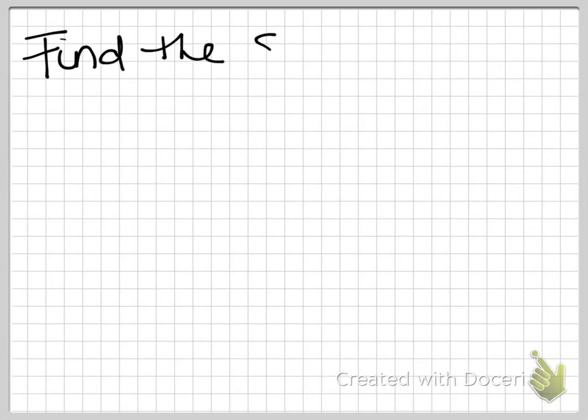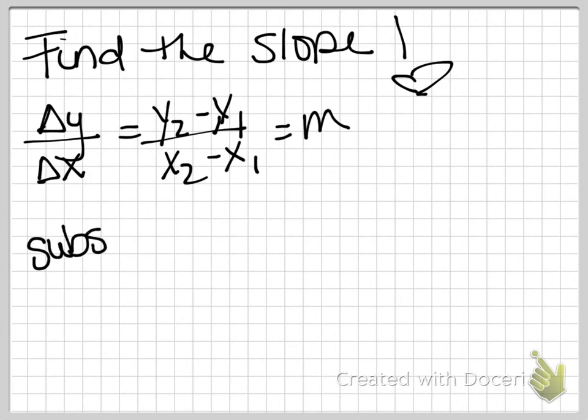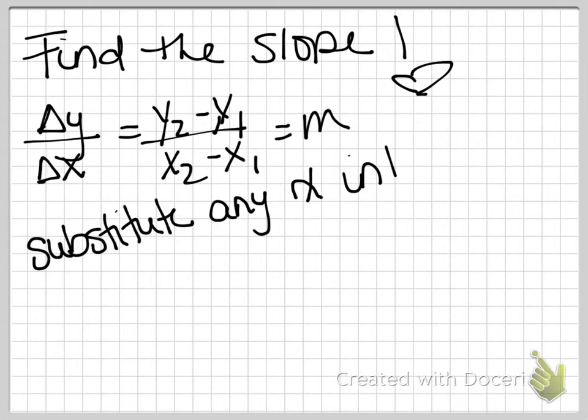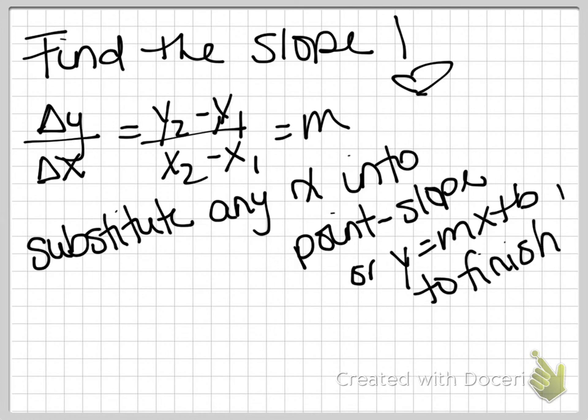Alright guys, so the big idea here is that you've got to find that slope. You have to find it first. So once you find the slope, which is the change in y over the change in x, or you could say y2 minus y1 over x2 minus x1. So you're going to substitute any x in to either point slope form or slope intercept form, which is y equals mx plus b, and get your answer. So I hope this helps, and good luck.